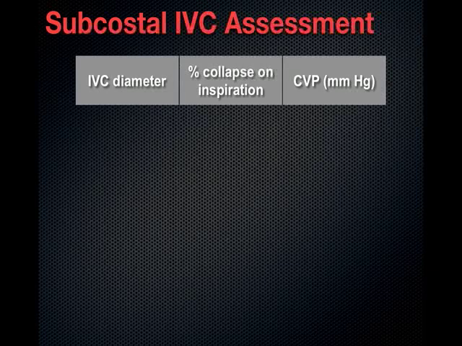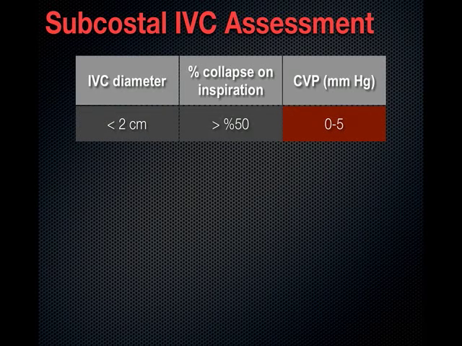You'll see lots of different descriptions of measurements of the IVC and how it relates to central venous pressure or volume responsiveness. That is a very complicated area, and so I'll try to simplify it here into some basic concepts. If the IVC is small, less than 2 centimeters, with greater than 50% collapse on inspiration, the CVP is judged, essentially, to run 0 to 5.